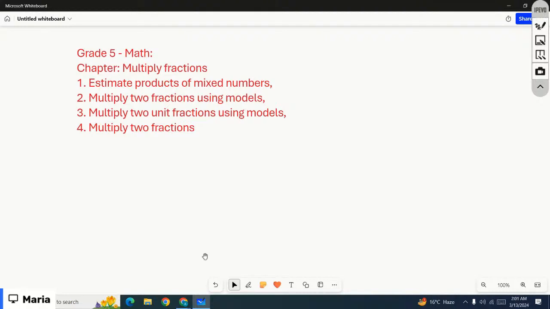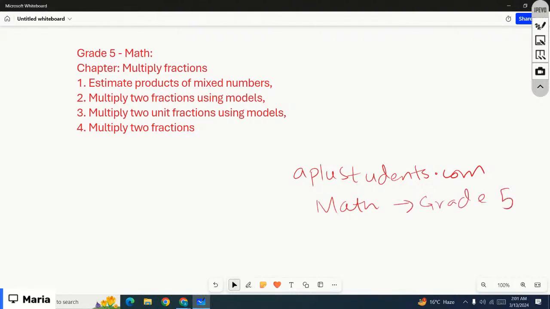We are here for grade 5 math. You can find all the lessons on aplusstudents.com. You have to log in there using your email address and the password provided by the administrator. Then select math from the subject tab. Scroll down to grade 5 and click on view all lessons. There you can find a list of the chapters. We're going to start with the chapter multiply fractions.